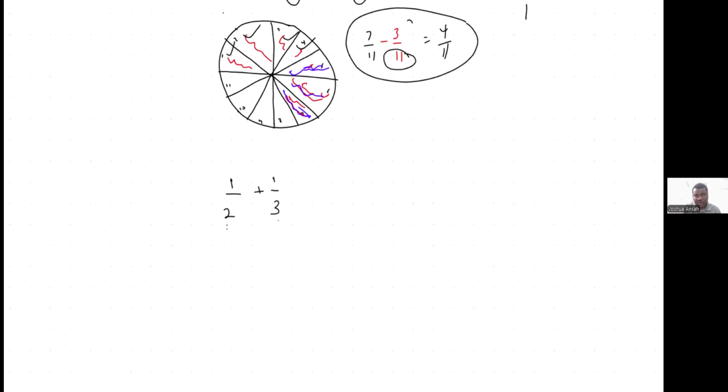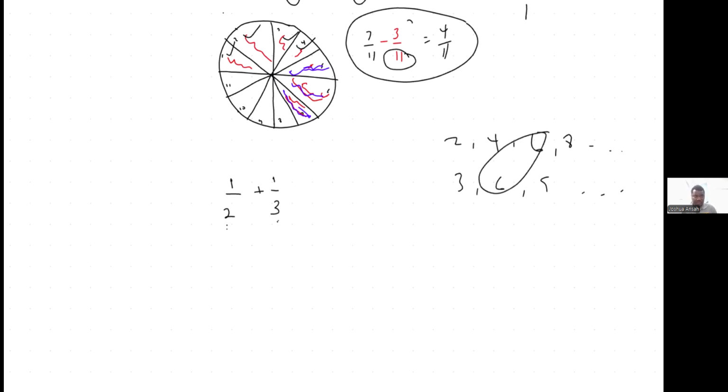So I look for a common multiple. Common multiple of 2 and 3 is 6. Multiples of 2 are 2, 4, 6, 8, and multiples of 3 are 3, 6, 9, going like that. So the common multiple is 6.